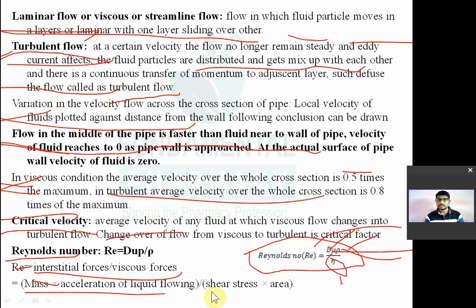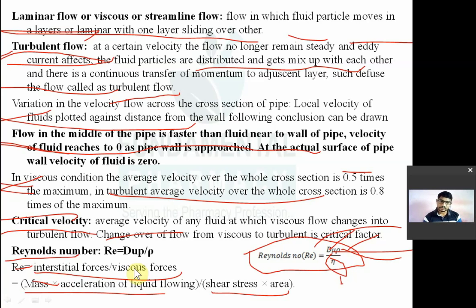Viscous force is equal to shear stress into area. So Reynolds number is nothing but the inertial forces divided by viscous force. Reynolds number will give you the type of flow, which kind of flow is there, whether it is a turbulent flow or whether it is a streamline laminar flow. So that you will get an idea from Reynolds number.